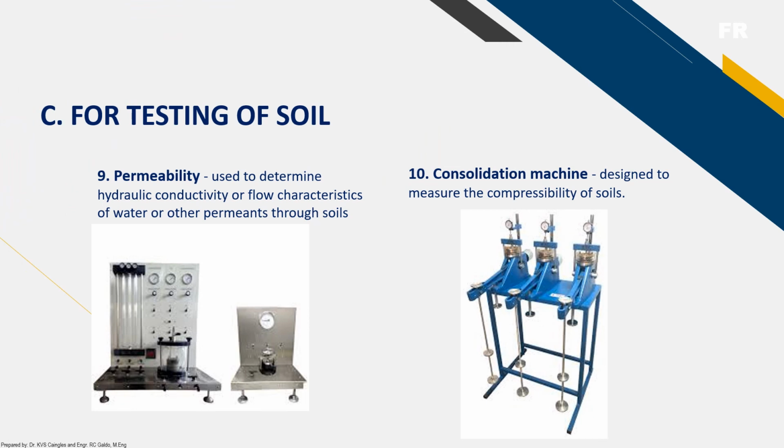We also have, for testing of soil, the permeability testing equipment. It is used to determine hydraulic conductivity or flow characteristics of water or other permeants through soil, of course. And we also have here the consolidation machine. It is designed to measure the compressibility of soils. Okay.